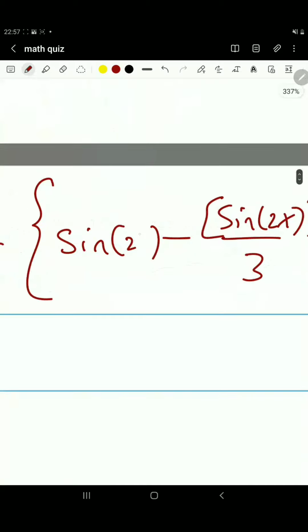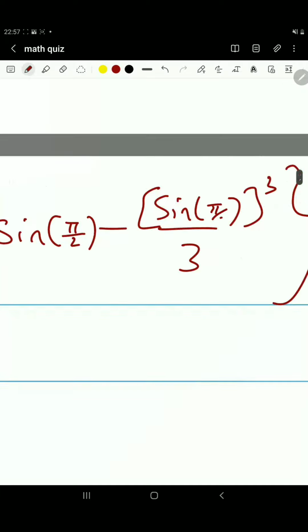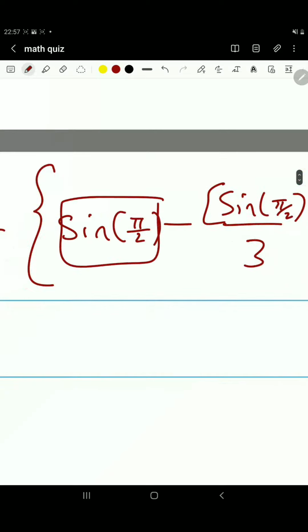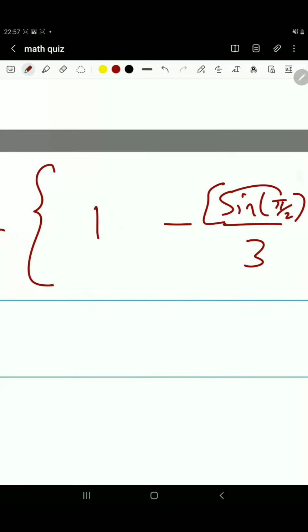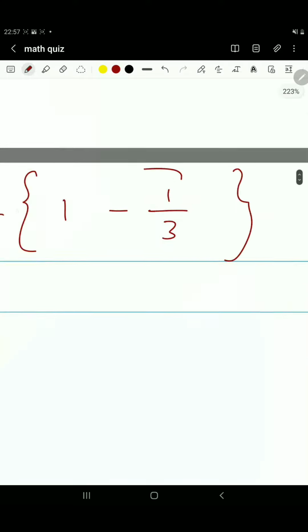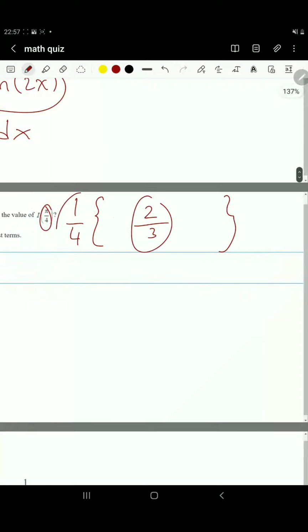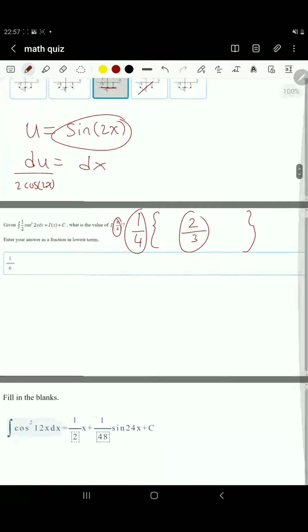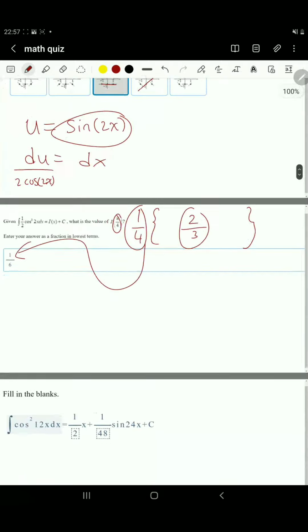So we input pi over 4. Pi over 4, 2, 4 cancel out, becomes pi over 2. Same thing over here, that becomes pi over 2. On the calculator in radians mode, sine pi over 2 is 1. 1 cubed is 1. 1 minus 1/3 is 2/3. 2/3 multiplied by 1 over 4 is just 1 over 6.